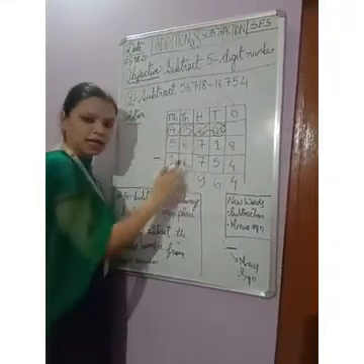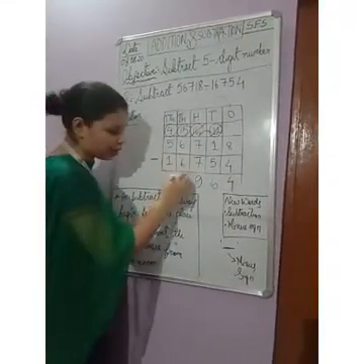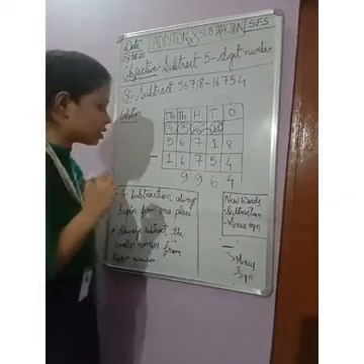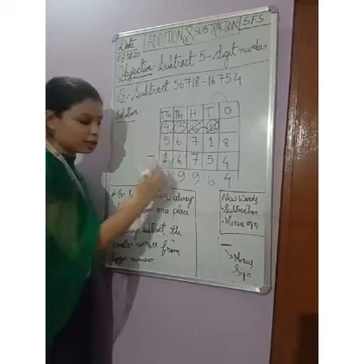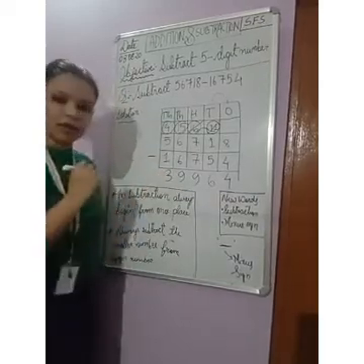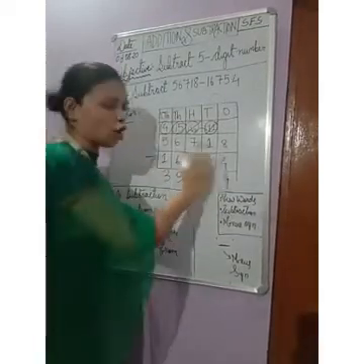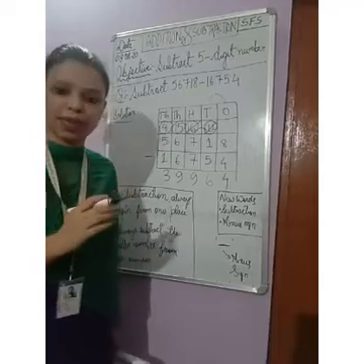Now 15 minus 6, how much? 9. 15 minus 6, 9. And what we have here? 4. So 4 minus 1, 3. Okay? So this is the way of doing subtraction of 5-digit numbers.